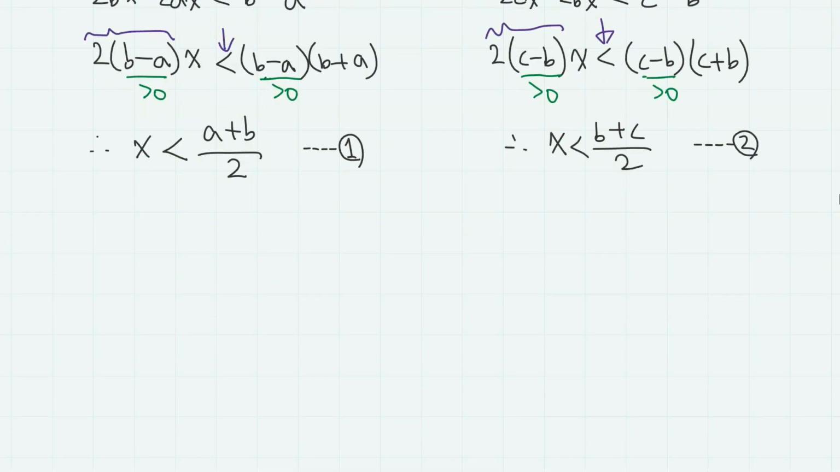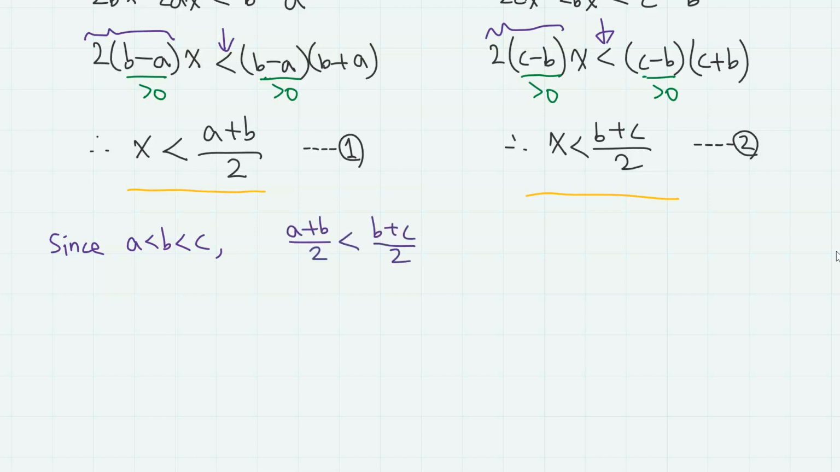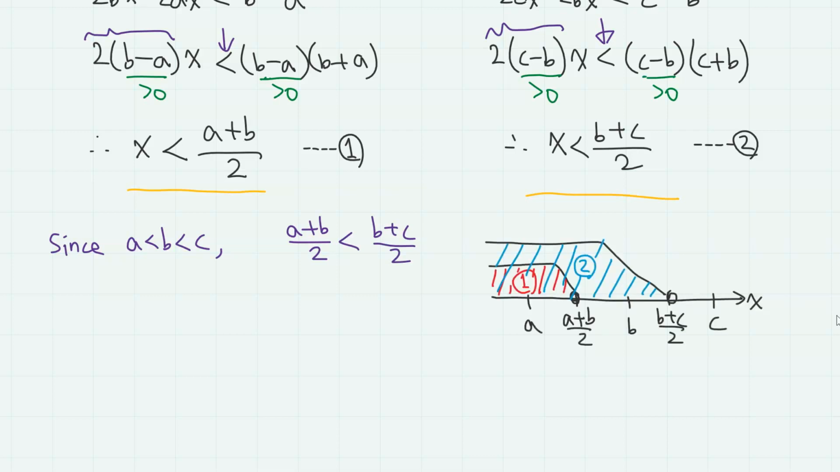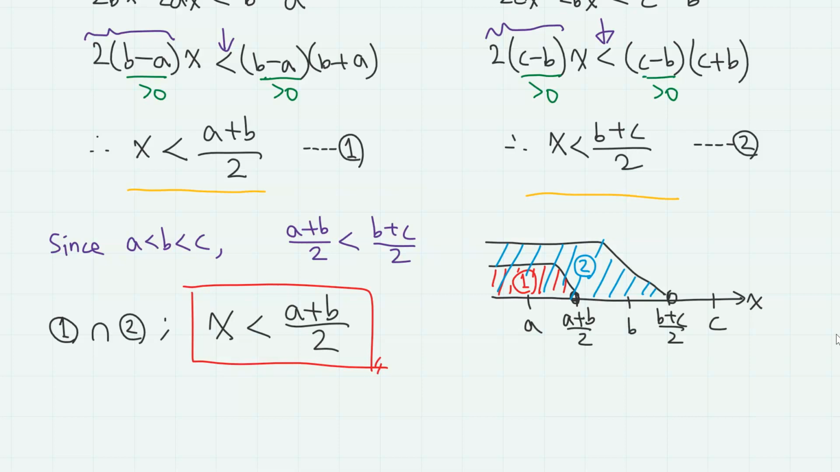So now we have to find the common range of these two. And from the given condition a is less than b and b is less than c, we can easily find that (a plus b) over 2 is less than (b plus c) over 2. So on the number line, each range looks like this. Therefore, the common range of 1 and 2 is x is less than (a plus b) over 2. So we arrived at the same answer.